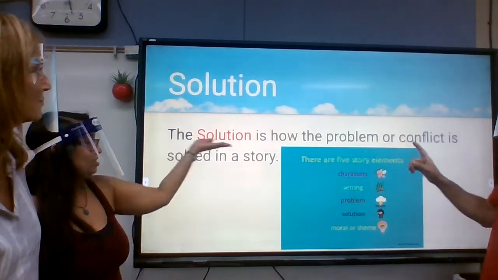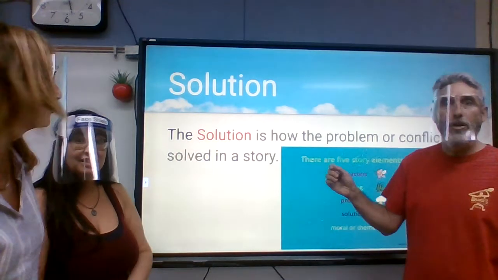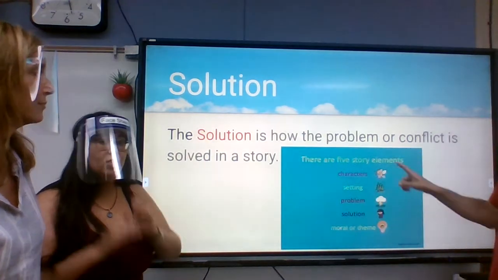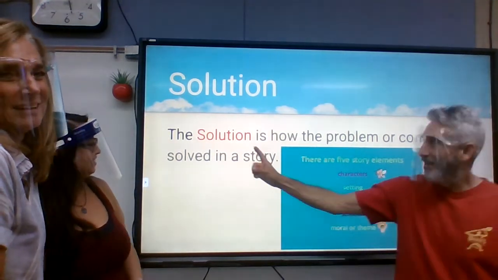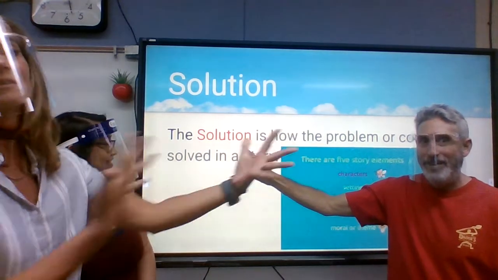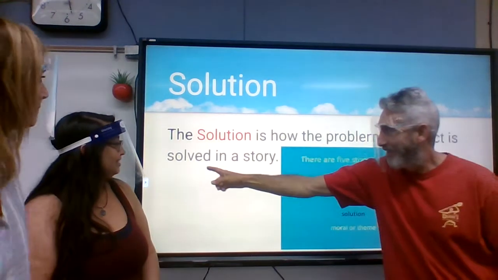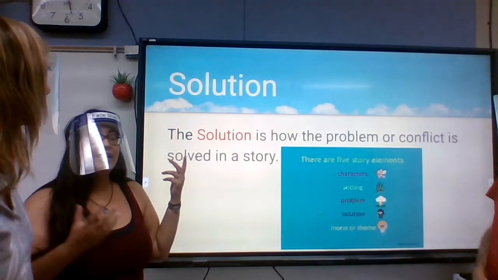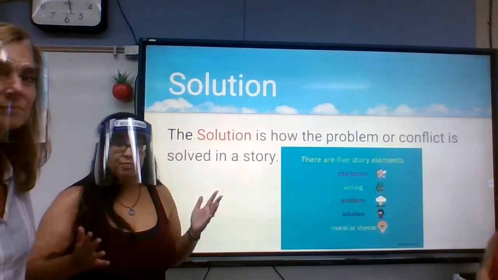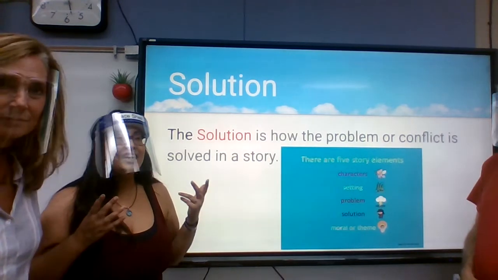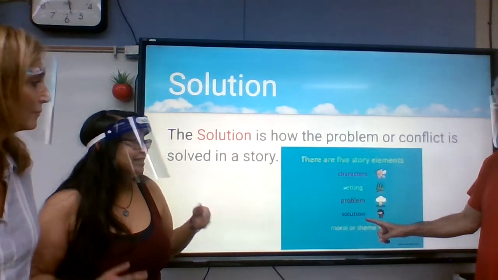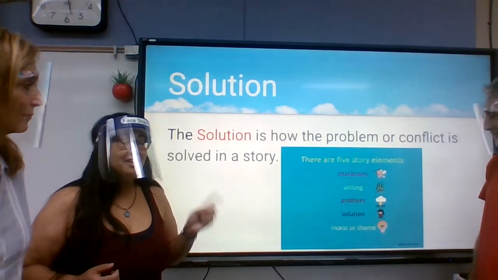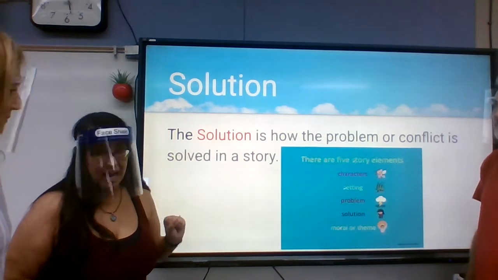The solution is how the problem or conflicts in a story are solved. That's really important. Notice solution is in red. Write it in your interactive notebook. Because we don't want to just have a problem and then not figure out how to solve that problem. So, in every story, you have a problem, like we talked about, and at the end of that story, there should be some kind of solution. Now, we don't always love the solution, but it still is solved somehow.